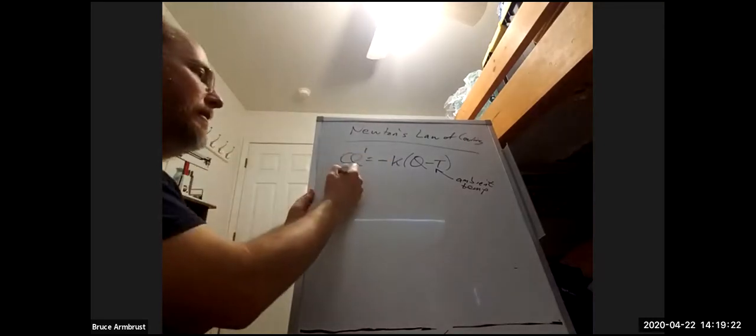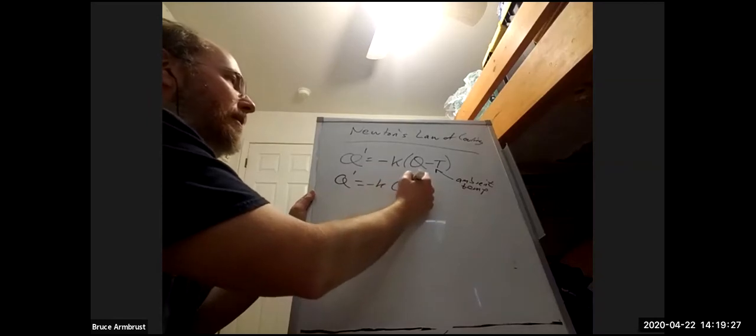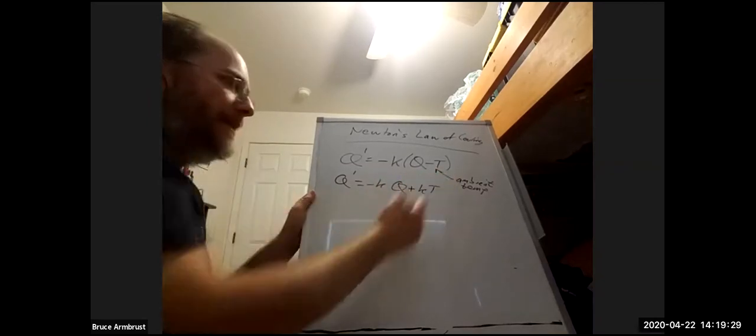But check this out. This is identical to what we just did. And when I say identical, no, not all the letters are the same, but I mean order, identical structure. The exact same kind of differential equation. Because let me distribute it. Get Q prime equals minus KQ plus KT.